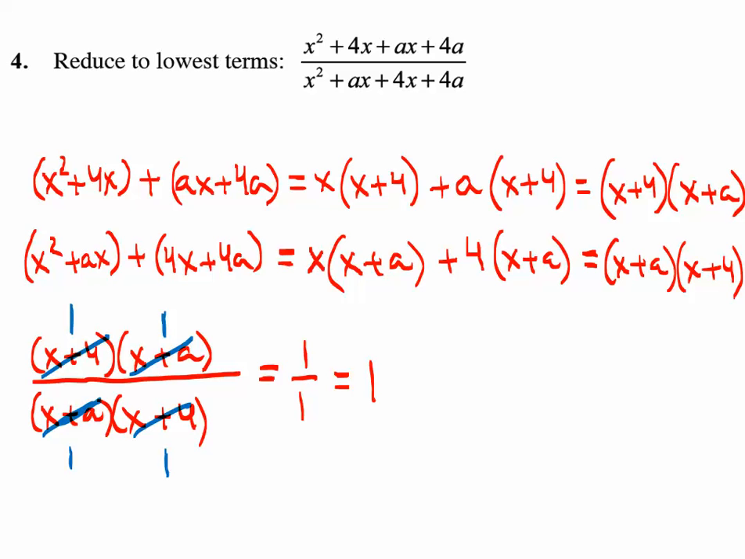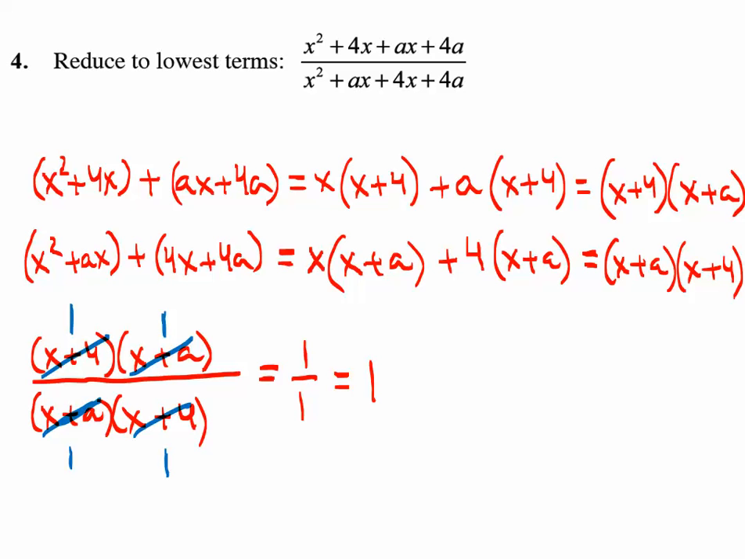A little bit of a tricky kind of problem. If you look at the original problem though, notice you have an x squared, you've got a 4x, ax, and 4a. So technically, isn't the numerator the same thing as the denominator, since you're just adding the same exact ones up, just in a different order?